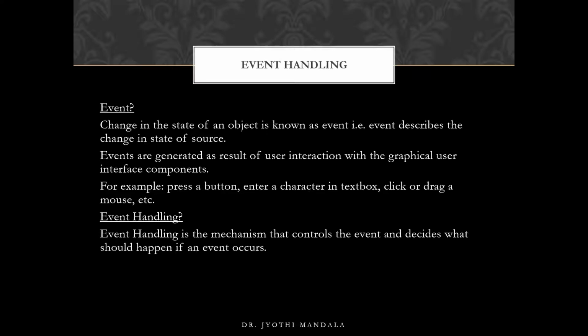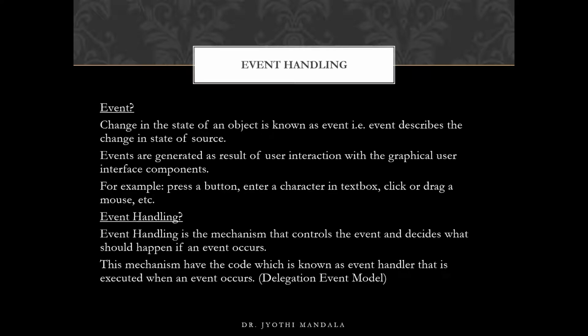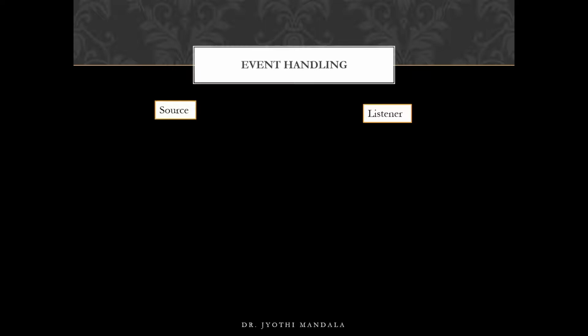Now once the event is generated, there should be a mechanism which controls this event, and that is referred to as event handling. Whenever you click on a button, if you want a text to be displayed, then clicking the button is the event, and for getting the text displayed, we need to write some Java code, and that is your event handler. Events are generated by the sources and event handling is done by the listeners. The complete process is referred to as the delegation event model. We already learned about the delegation event model in detail in the last lecture, so let us not go into detail about that now.